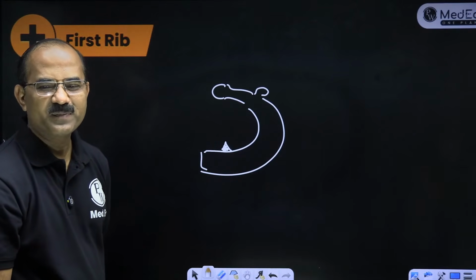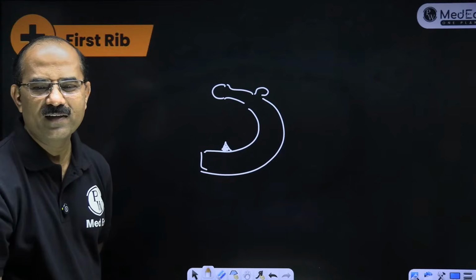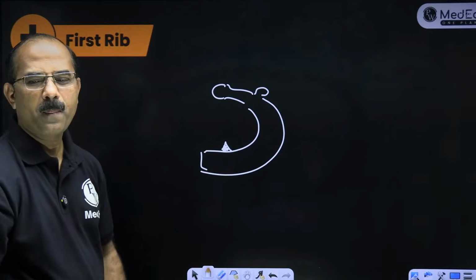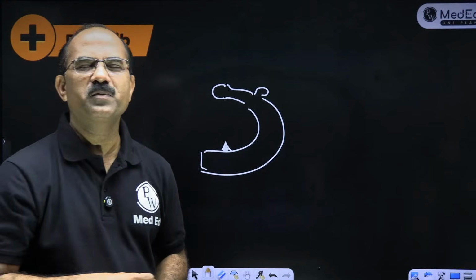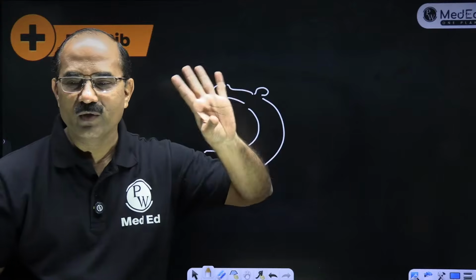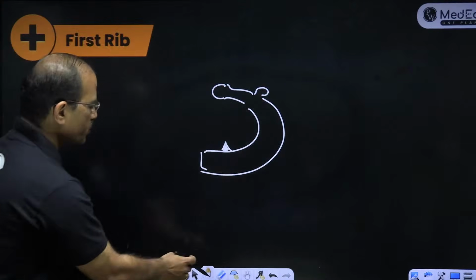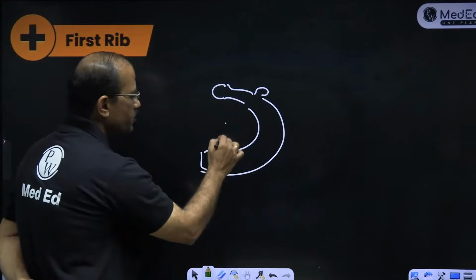Muskan, what happened? What is this tubercle? There is a tubercle on the first rib, tell me its name. What is this tubercle? You have to know the attachments on the first rib. This you should know. So what is this tubercle?